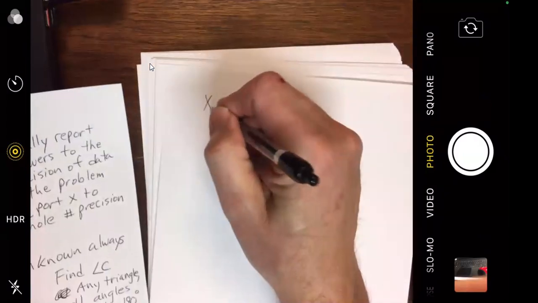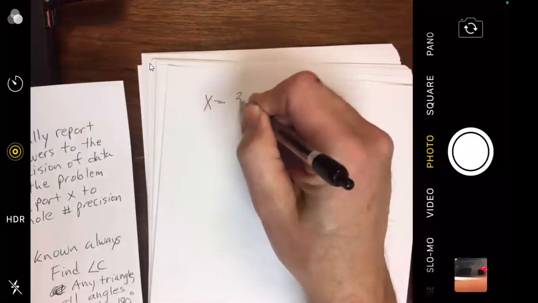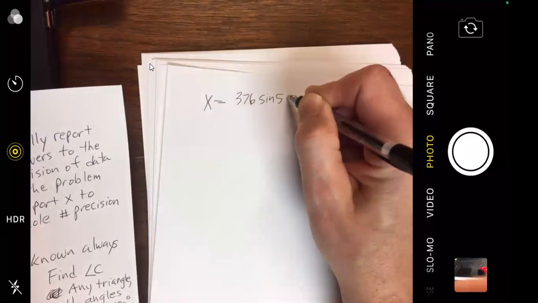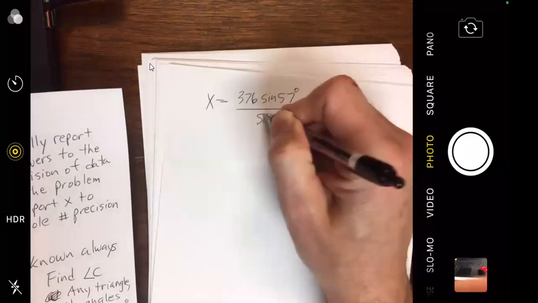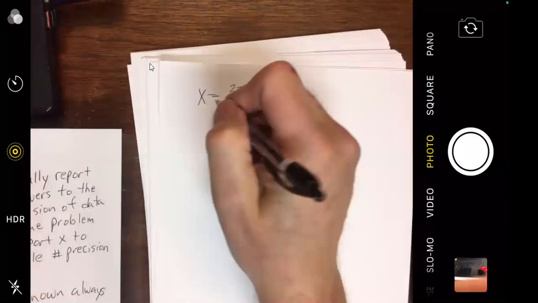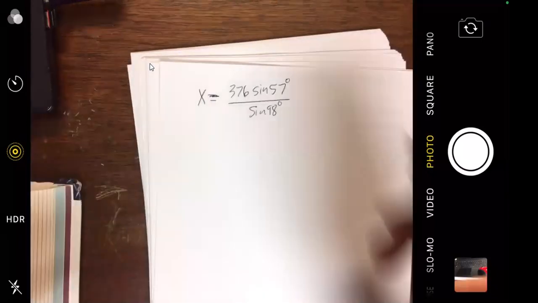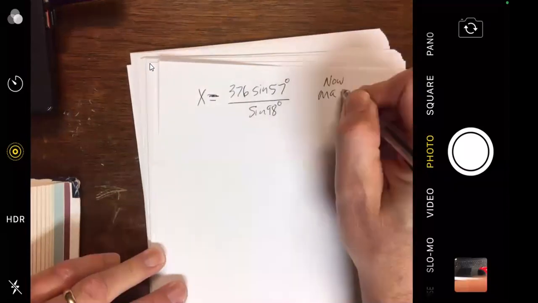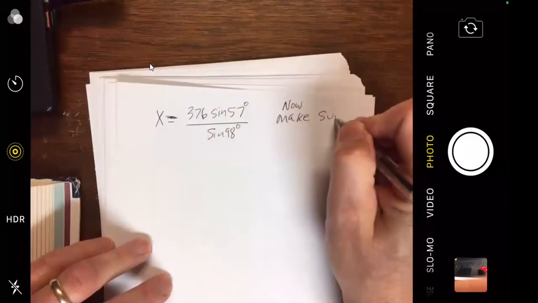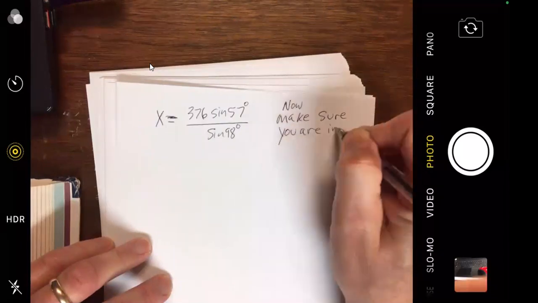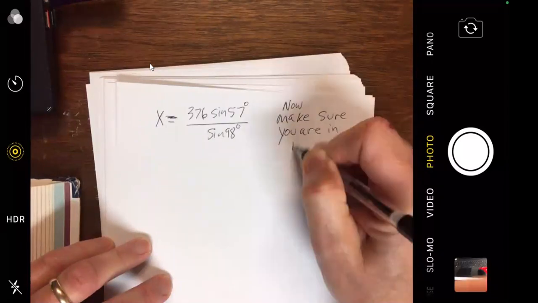All right, and then I kind of punch it all at once. I'm going to write the 376 first, then sine of 57 degrees, and you're going to divide it by sine of 98 degrees. Equals. Okay, make sure now you're in degree mode. Now, make sure you are in degree mode.